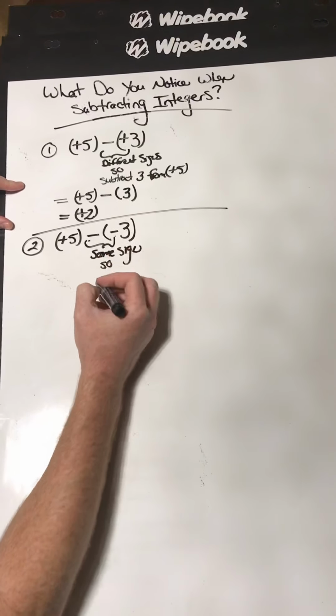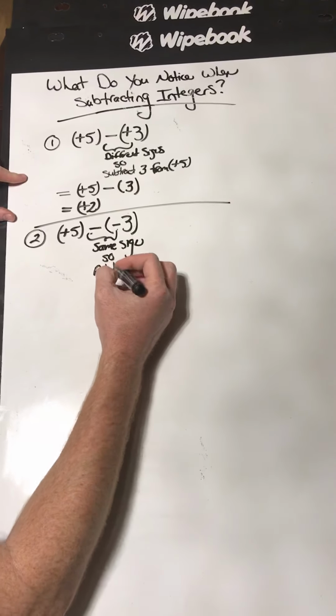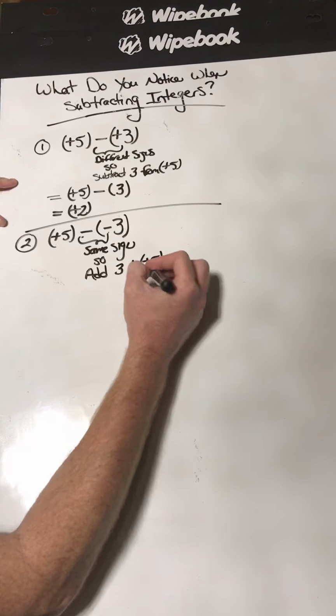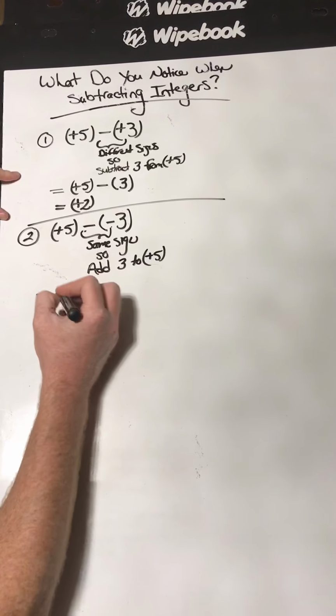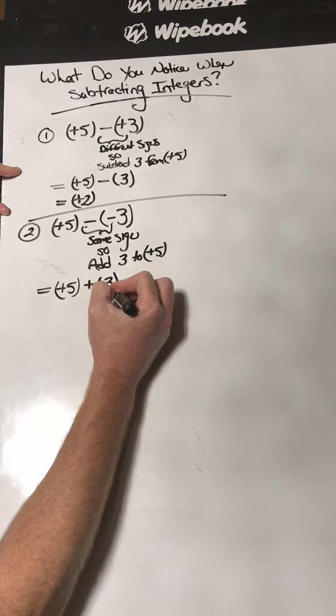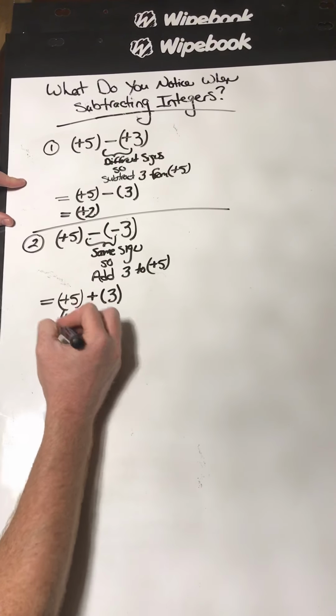So if they're the same sign, I'm going to add. So I'm going to add 3 to positive 5. I'm going to rewrite this as positive 5 plus, and I just write the number in here, 3. So positive 5 plus 3 is positive 8.